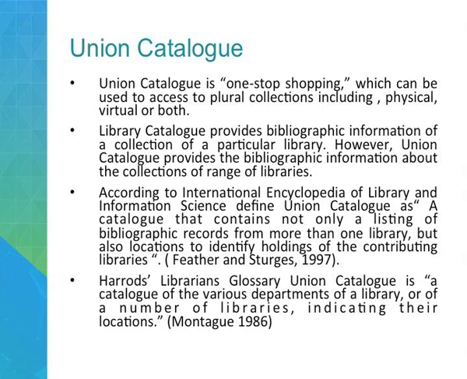According to the International Encyclopedia of Library and Information Science, a Union Catalogue is a catalogue that contains not only a listing of bibliographic records from more than one library, but also locations to identify holdings of the contributing libraries. In addition to this, Harvard Librarian's Glossary defines Union Catalogue as a catalogue of various departments of a library or of a number of libraries indicating their locations. So, I am sure now you have understood what the Union Catalogue is all about.